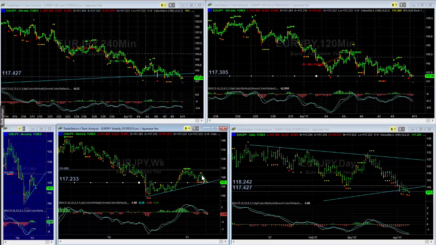We did get a decent divergence here. We've got almost the same pivot as the previous one, but our signal strength is lower on our MACD. So let's watch for a potential entry on a break of the weekly support line in the euro yen.